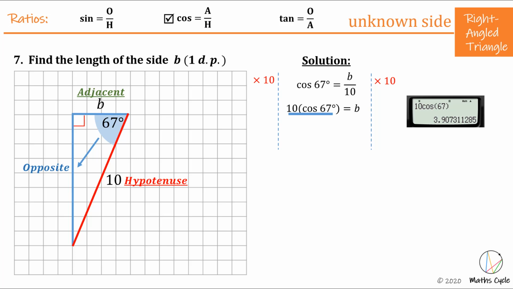So my answer there is 3.9073. But look back, what did they ask us for? They asked us to represent B correct to 1 decimal place. So after my 0.9, I have 0, so I will round down to 3.9. And you can see that our solutions are starting to get shorter the more we understand.